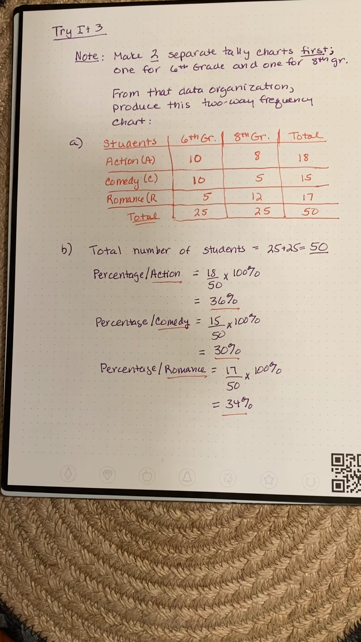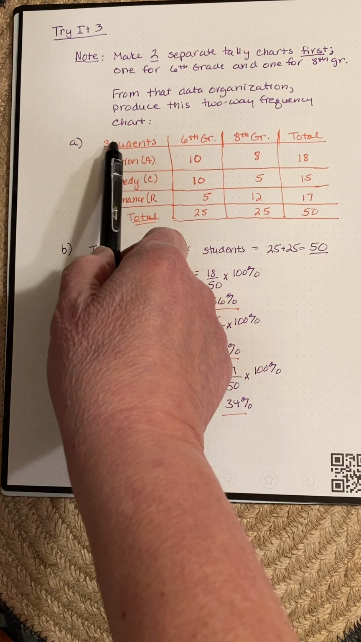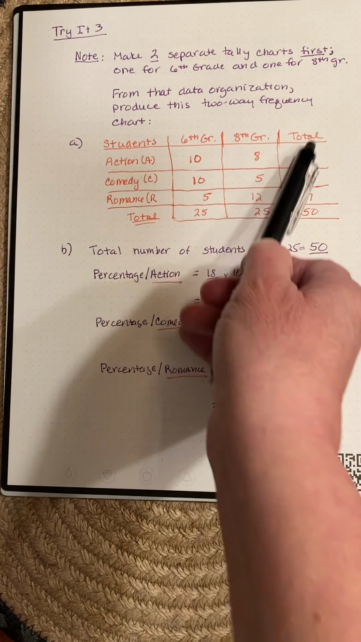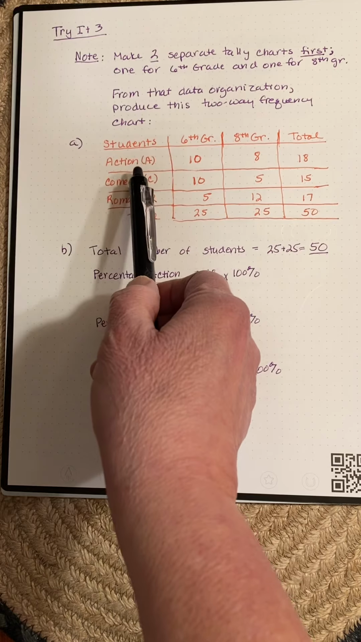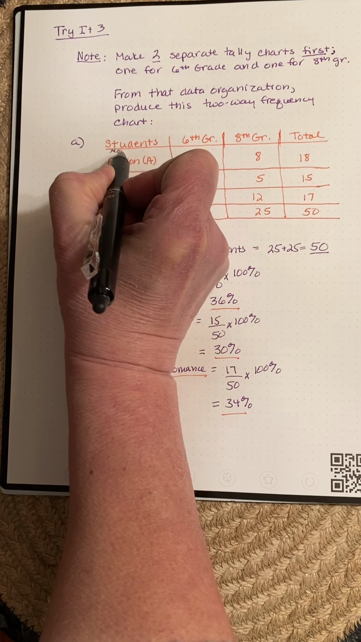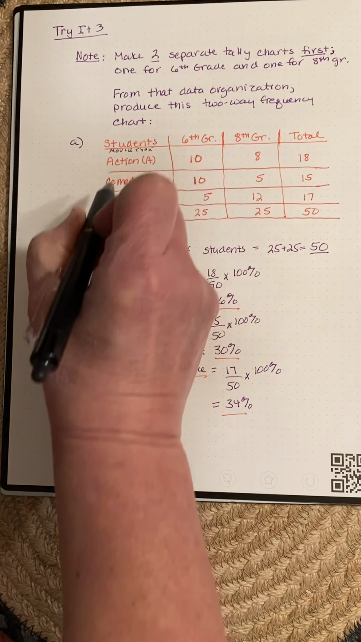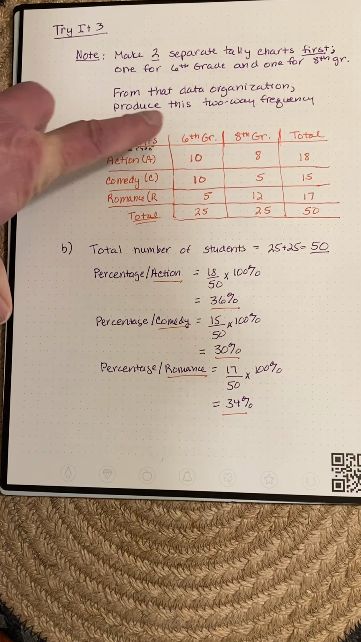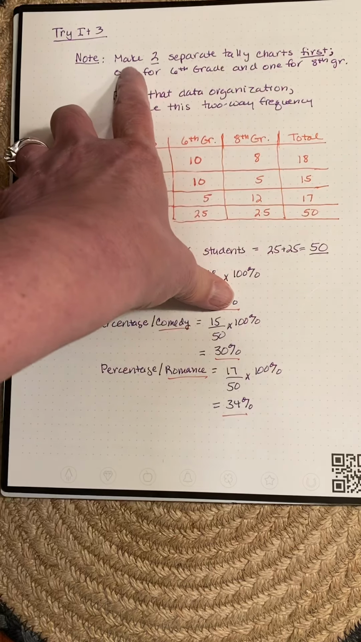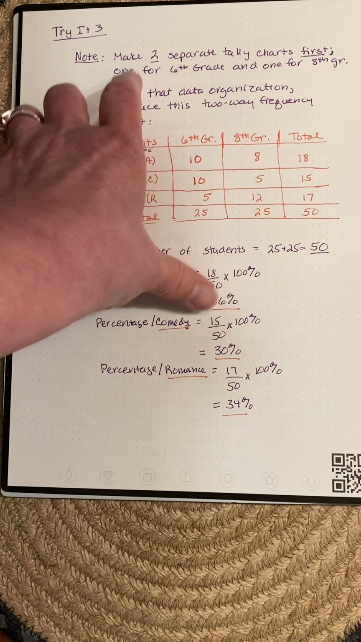So this is how you need to set up this table. You have the students, 6th grade, 8th grade, and then you have a total, and then you have the movie. So then the movie type is right here, which is action, comedy, romance. So first you go through, and here's a note. Before I made this table, I had to do this. And I didn't include that because I was running out of space.